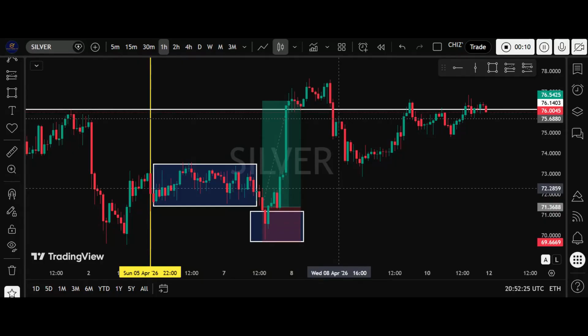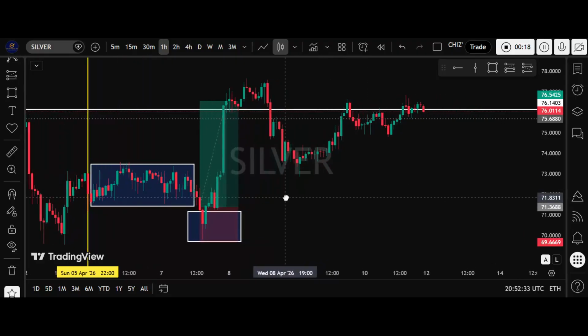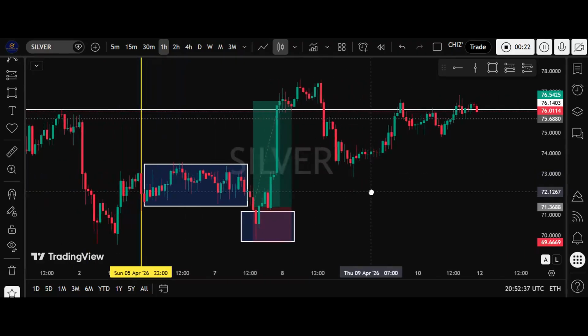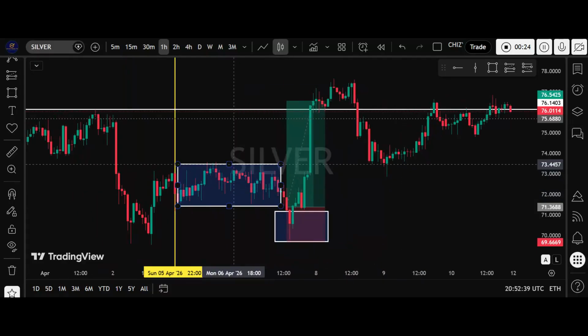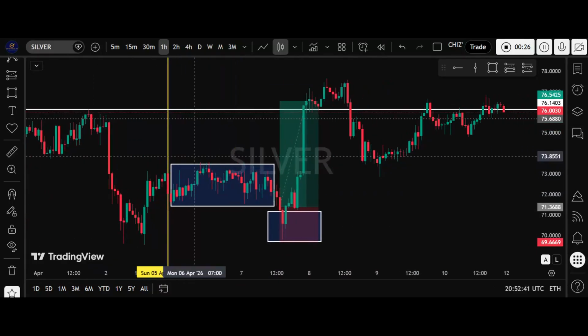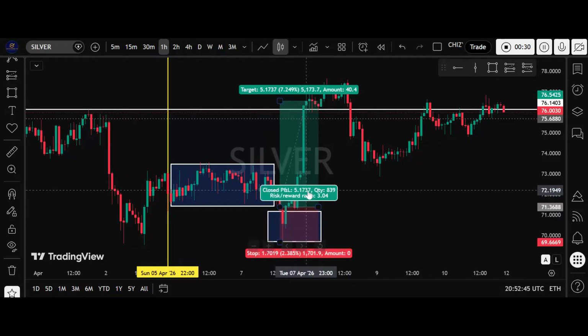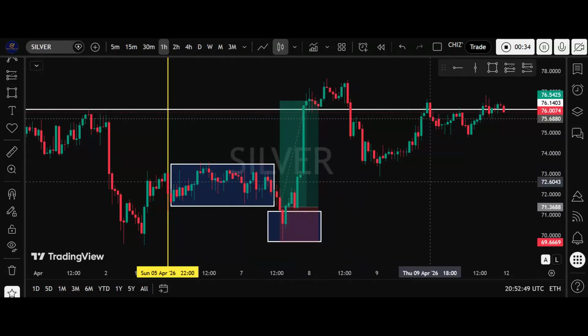Now, I want to talk about the AMD strategy, popularly known as the accumulation, manipulation, distribution strategy. And this is our weekly review, and I was able to get this AMD setup and we bagged it during the week. So I just want to share with you how it works.